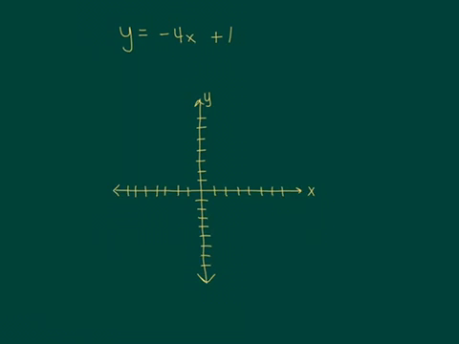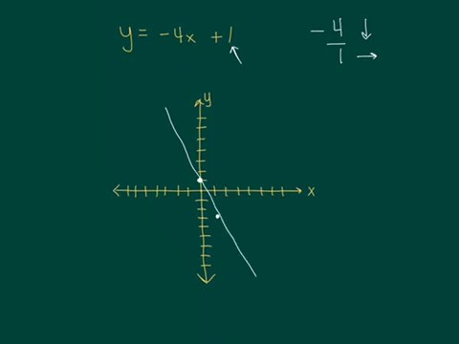Let's look at another example here. We have y equals -4x plus 1. So again, my y-intercept is 1, so I'll make a point at 1. Now my slope of -4 is really -4 over 1, so the -4 tells me to go down 4, and then I'm going to go 1 to the right. So from my y-intercept, I'm going to go down 4 and to the right 1. And there's my next point.